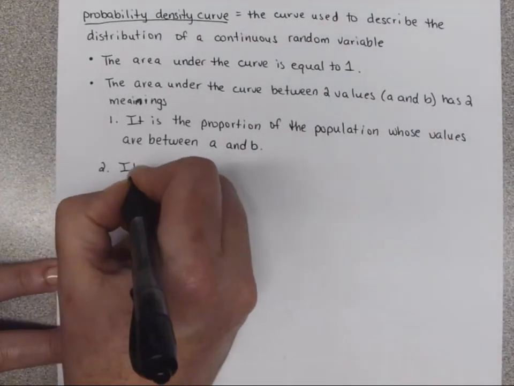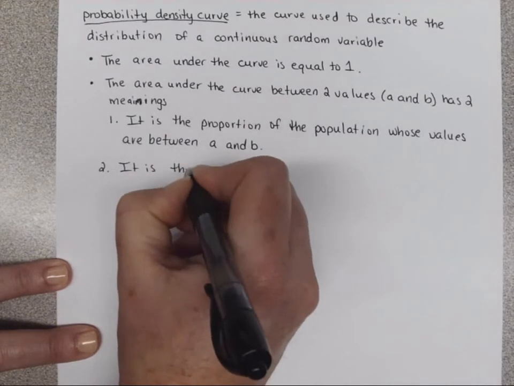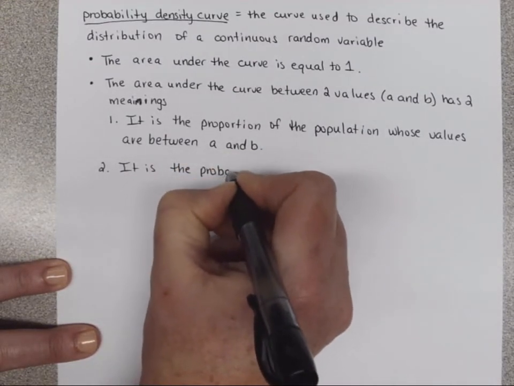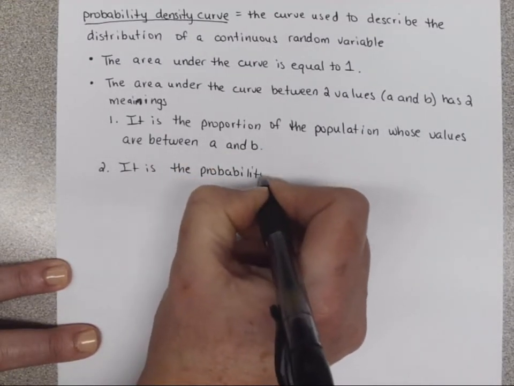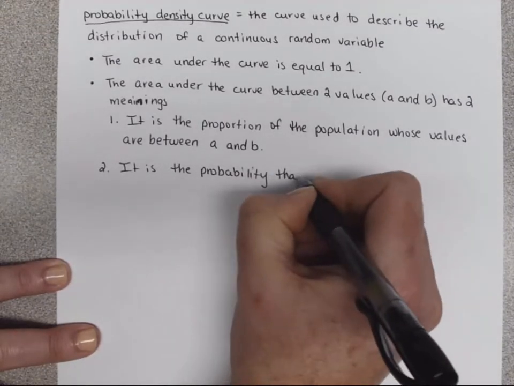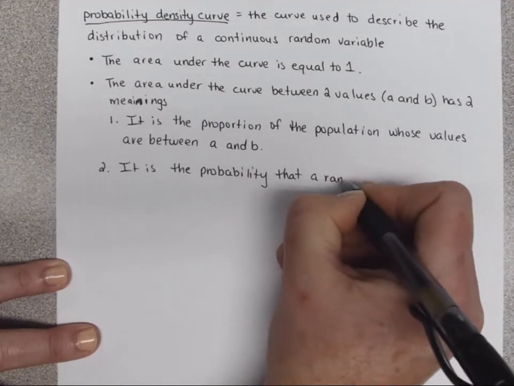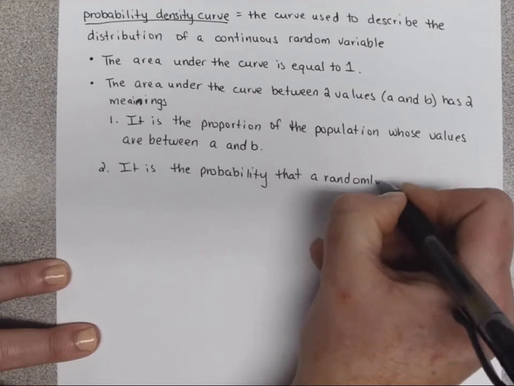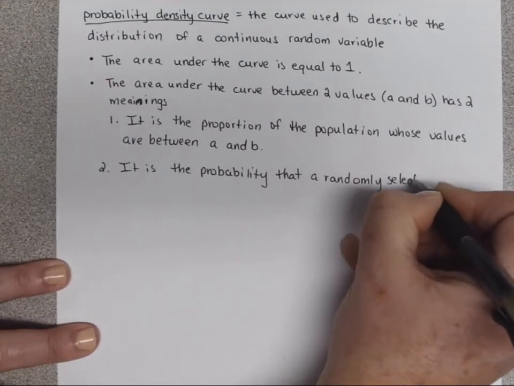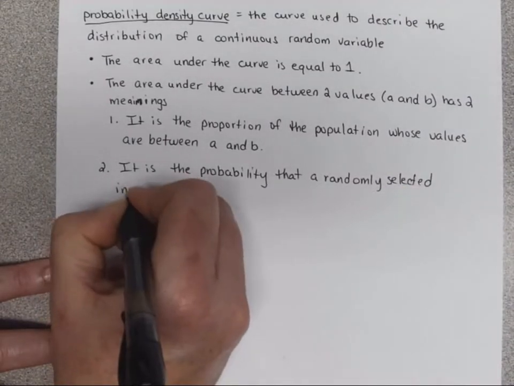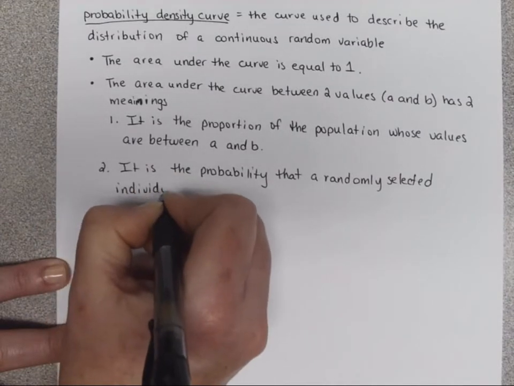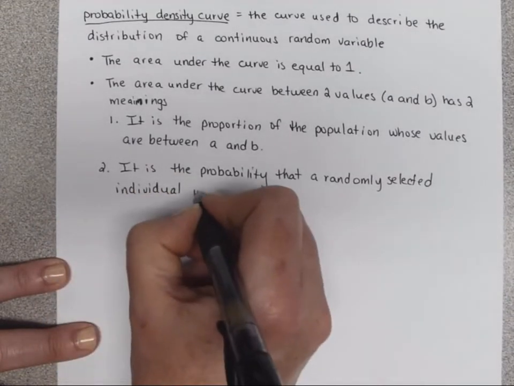Explanation 2 is that it is also representative of the probability that a value would be in between your two values. So it's the probability that a randomly selected individual would fall in between those two values, A and B.